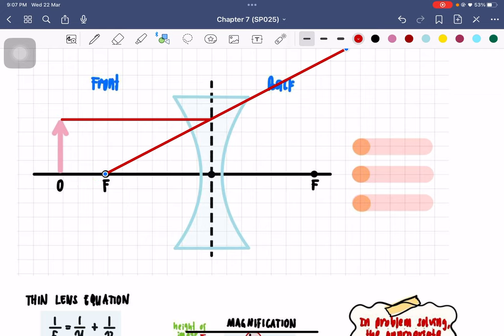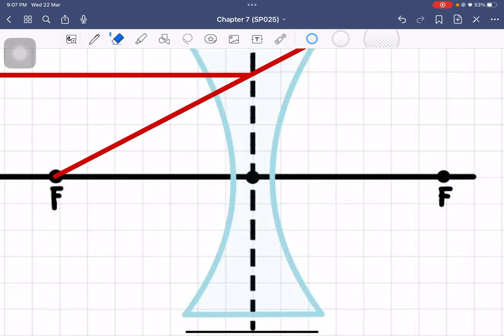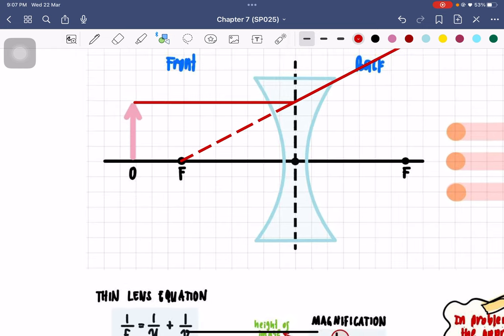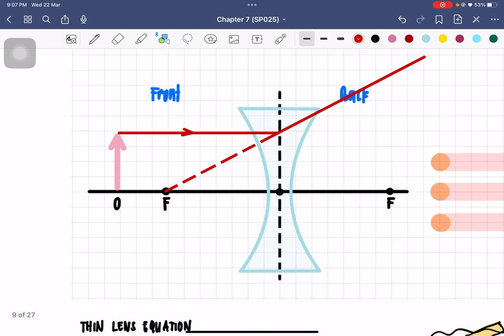Okay, so it's gonna be like that, and then since this is at the front side of the lens, this should have a dashed line. Okay, if you see the ray diagrams for convex and concave are different lah. Okay, let me just make it a little bit smaller. Okay, oh dia boleh sudah.